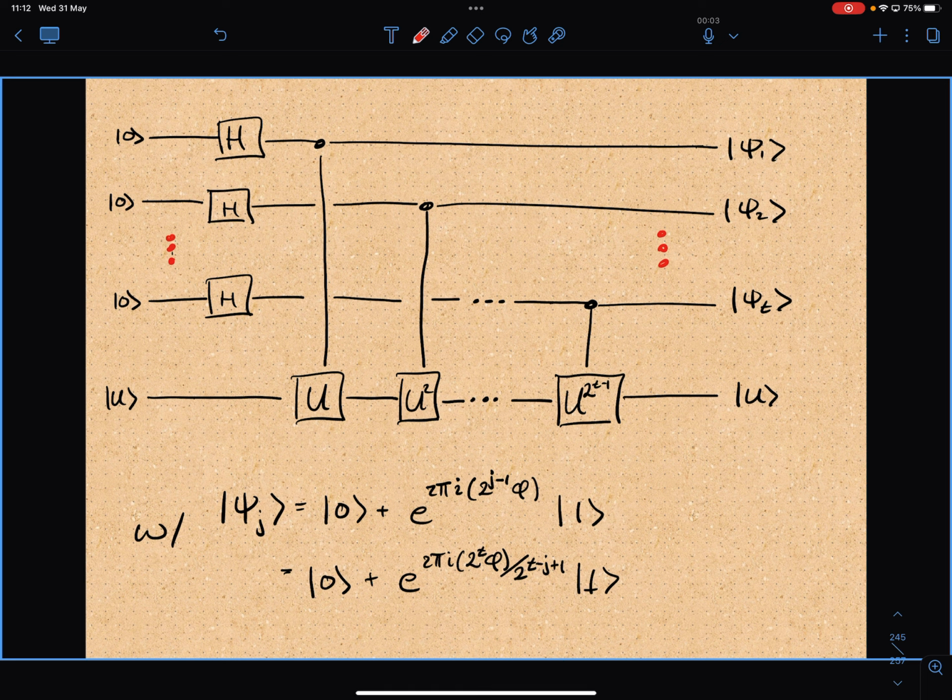So this is the first part of the circuit. You start with all zeros, you apply Hadamard gates, and then you have your eigenvector u, and then you have a bunch of controlled u gates here. The jth u gate is controlled by the jth qubit.